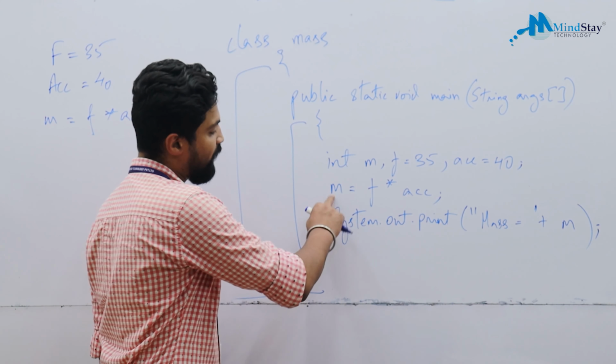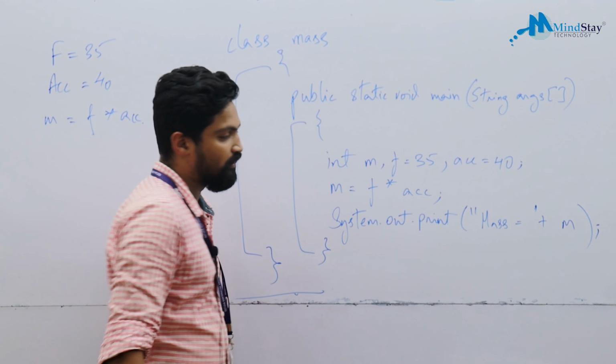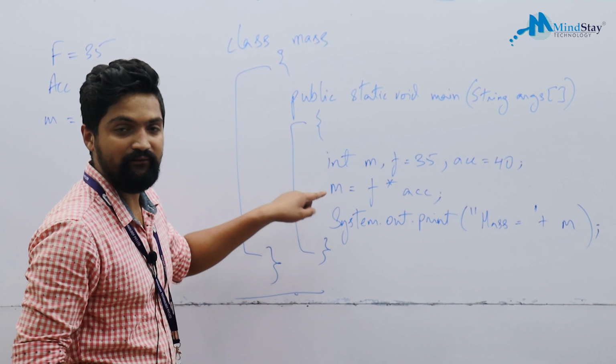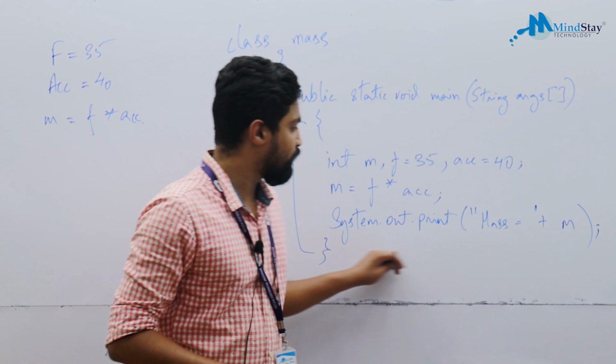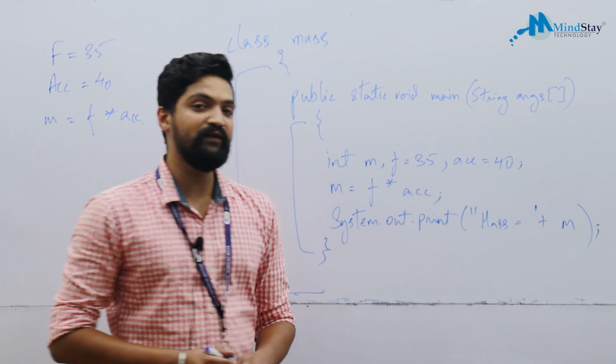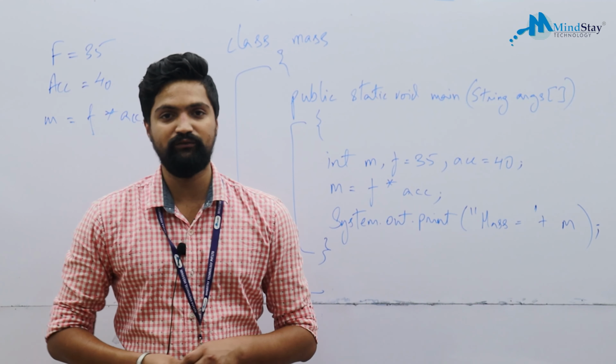So here what am I doing? Directly into F and acceleration is getting multiplied and storing where? In M, right? It's storing in M, and we are just printing it. So this is the first question for all of you. Let's move on to the next question.